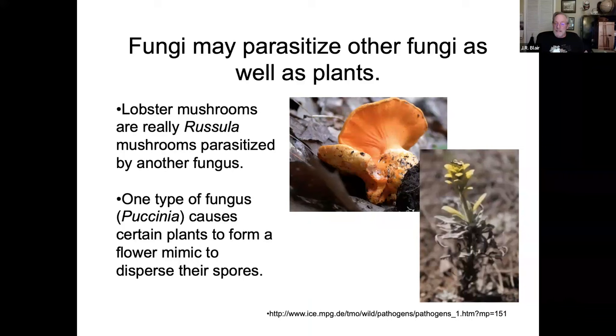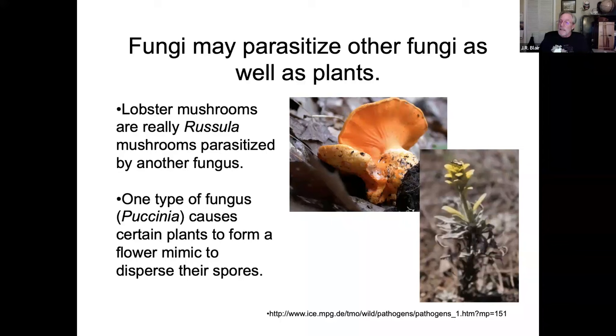Another fungus that attacks Brassicaceae plants is this one here. It's called Puccinia. And it causes the plant to elongate. And then the spores, once it's elongated, the spores of the fungus, which are bright yellow, cover the top of the plant. And so a passing insect, like this little wasp right there, will see that and say to itself in wasp language, oh, hey, there's a nice little yellow flower down there. I'll go check it out and see if it has some nectar.